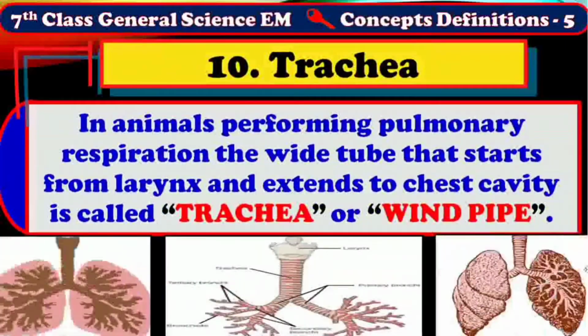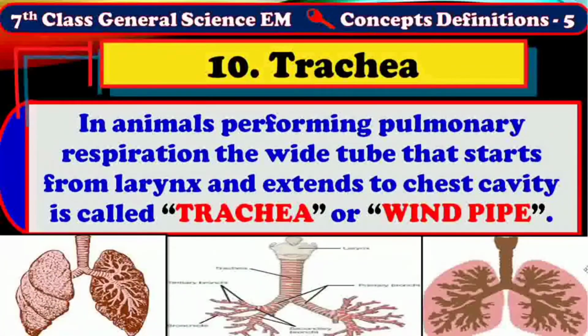Trachea. In animals performing pulmonary respiration, the white tube that starts from larynx and extends to chest cavity is called trachea. We can call trachea as windpipe also. The length of the trachea is around 4 inches or 10 to 12 centimeters, and the diameter of trachea is a bit less than an inch or a bit more than 2 centimeters.